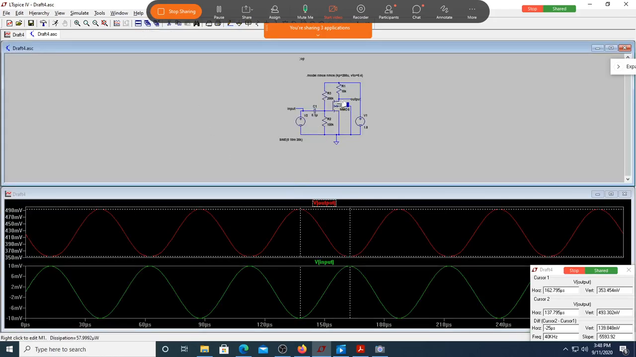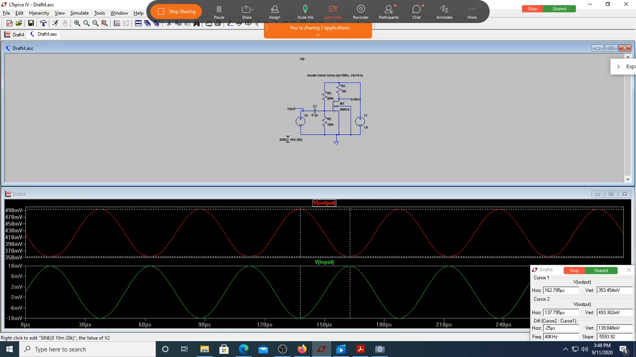Now, what is the minimum voltage you should maintain across VDS to keep it in saturation? It has to be equal to VD sat. How much? 0.471 minus 0.4, 0.4 means 371 millivolts. Correct.